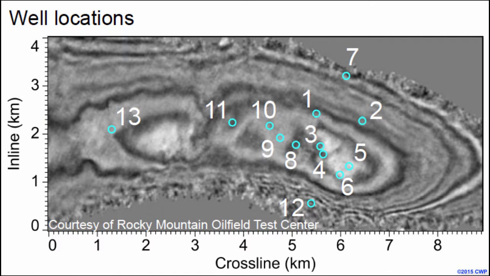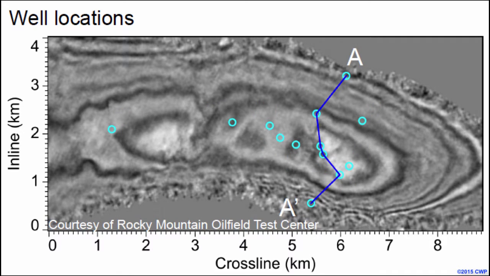And to do that, I will use logs from 13 wells in Teapot Dome with locations shown here. And first, I'd like to look at just 6 density logs along the cross-section shown here.